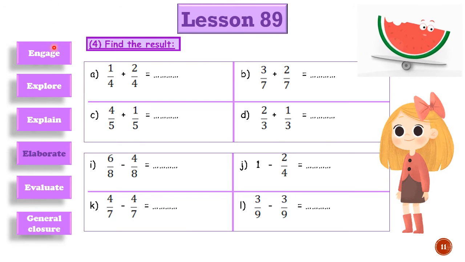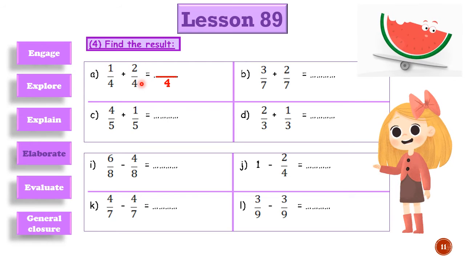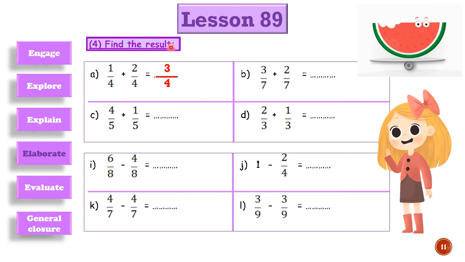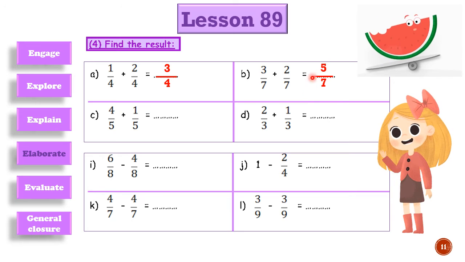Here we have the first one, 1 fourth plus 2 fourths. The same denominator, write it, yes. Then 1 plus 2 equals 3. It will be 3 fourths. Here we have 3 sevenths plus 2 sevenths. The same denominator, write it as it is. Then add the numerators. 3 plus 2 equals 5. It will be 5 sevenths.